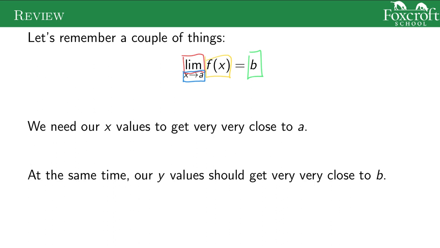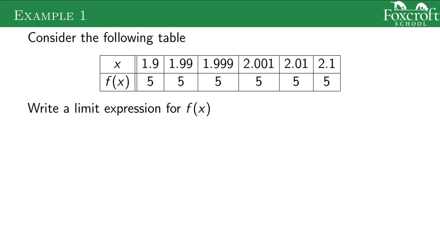We're doing a limit. Our x value should get very, very close to this a value. And at the same time, our y value should be getting very close to that b value. And that's how we know the limit is that value b. All right, so consider this table. I'm going to write a limit expression for the stuff that we can see. Of course, this isn't a full function, but we have a snapshot of values. So we need to ask ourselves two questions. What is x going to? And what is y going to at that x value?